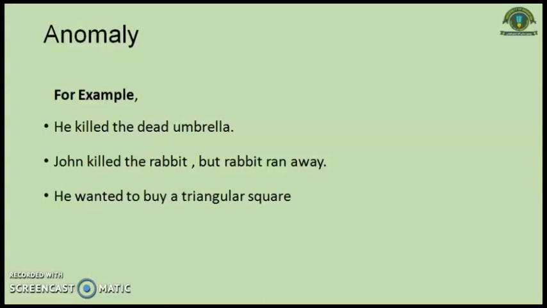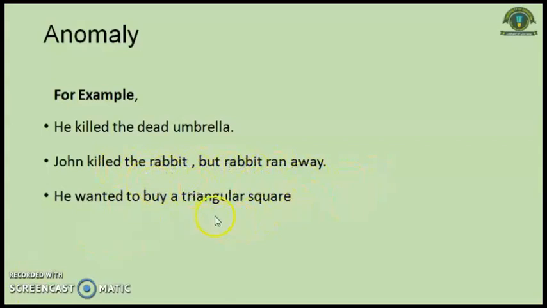How can an umbrella be killed? In another example, John killed the rabbit, but the rabbit ran away. So it gives a contradictory statement. What we have already studied is that anomaly is a violation of normal semantic rules, just to create nonsense of something that may be contradictory. If the rabbit is killed by John, then how can a rabbit run away? So this is a contradictory statement as well.